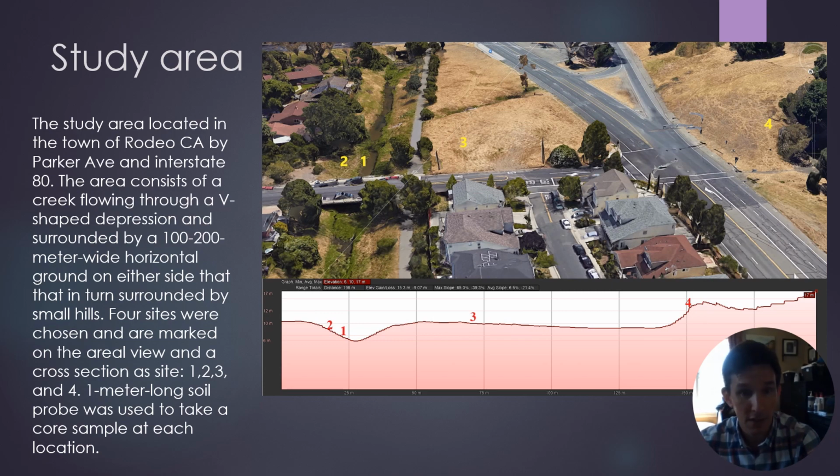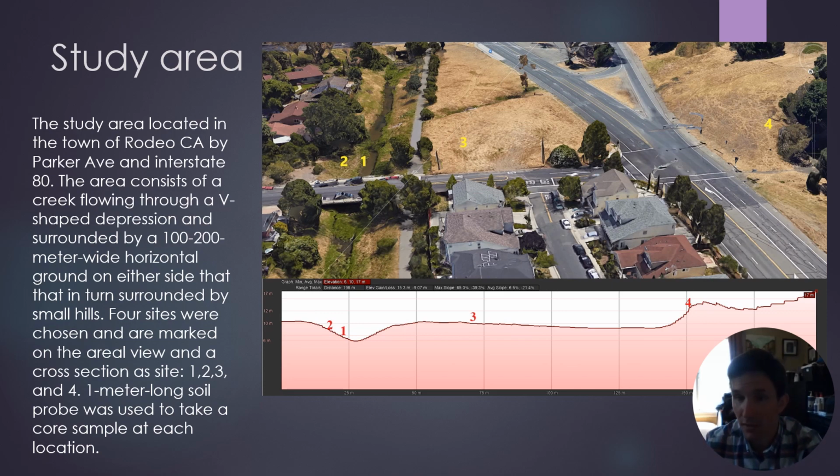Unfortunately, most of the town of Rodeo is built up in this area, and this is the one little section where, within 100-200 meters of either side, we can take samples of soil that are geographically in the same location. There shouldn't be a difference in parent material. Most of it is a sandstone, although there's some Pinole tuffs.